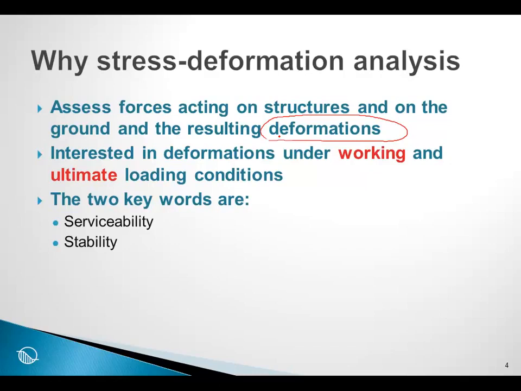The interest is in the deformations under working loads and under the ultimate loading conditions. And the whole type of Sigma analysis boils down to two key words. And these two key words are serviceability and stability.